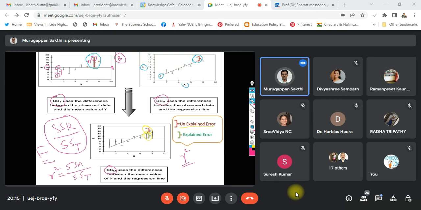Very nice book. Right, okay. Now, we are deviating. Sorry.